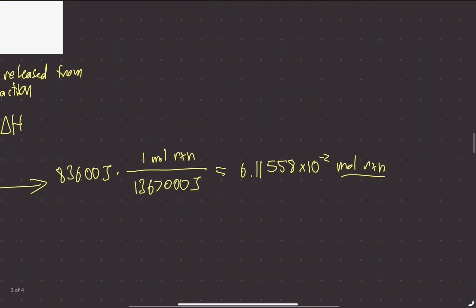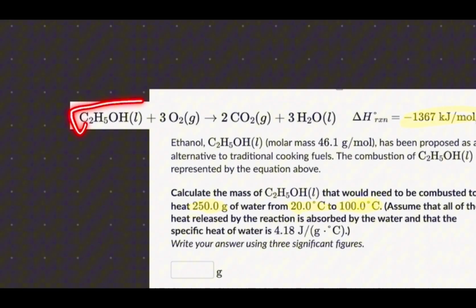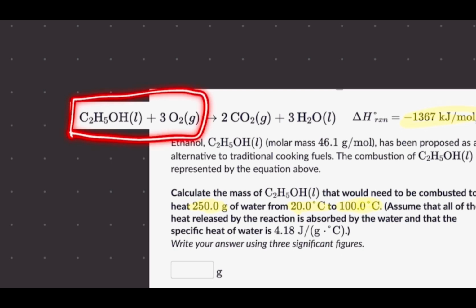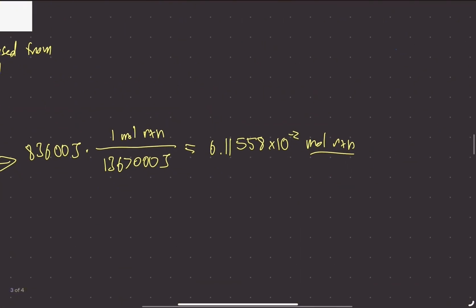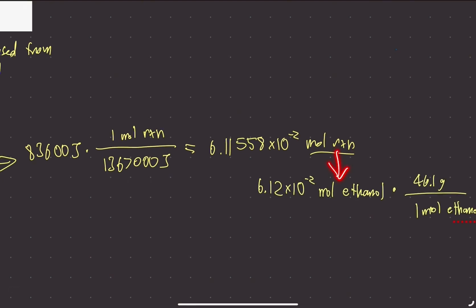And moles of reaction means 1 mole of this. And when we have 1 mole of this, that means we have 1 mole of ethanol. So this can be the same as 1 mole of ethanol. So the next step, see, I did this. Now the next step is to calculate the mass of the ethanol from moles.